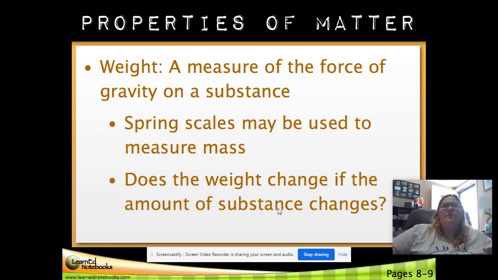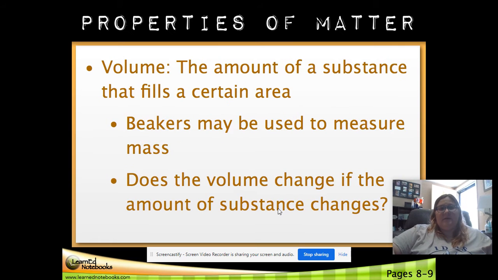Weight is the measure of force of gravity on a substance. Remember, your mass is the same no matter what. But if you got to go to the moon, you are going to weigh less than what you do now because there's less gravity on the moon. Spring scale, the little thing that pulls down. It's kind of like what they use at the grocery stores, if you want to see how many pounds of bananas you have, you put it on there. Weight does change based on the amount.